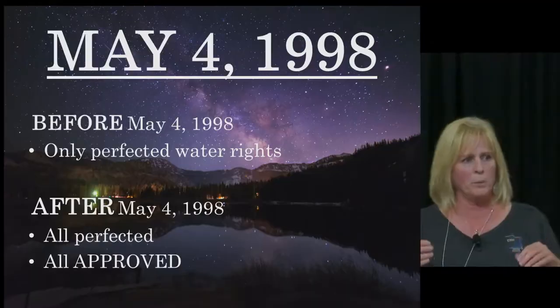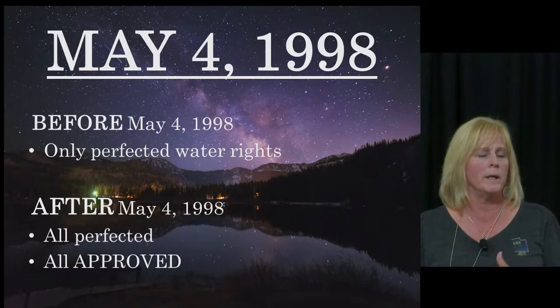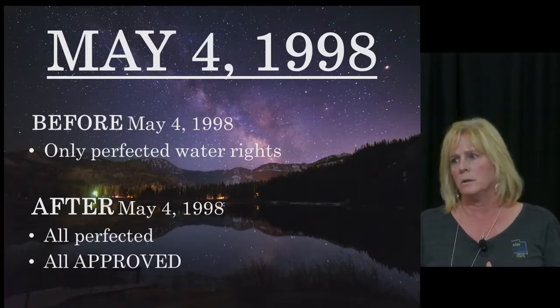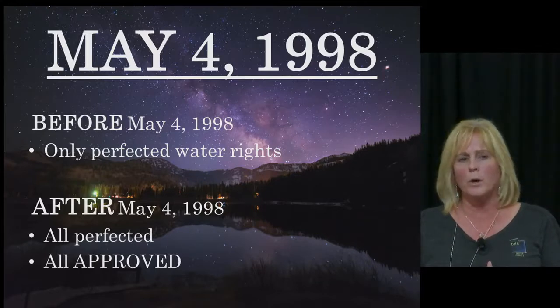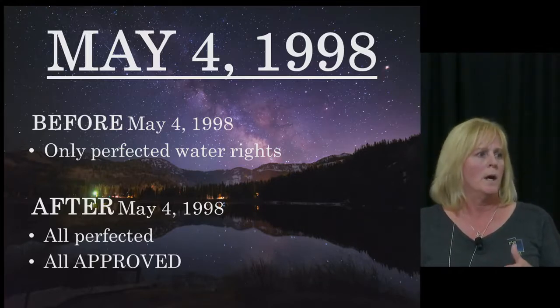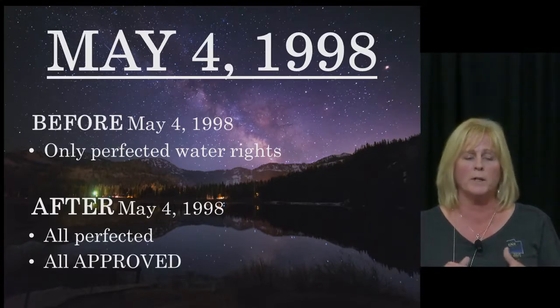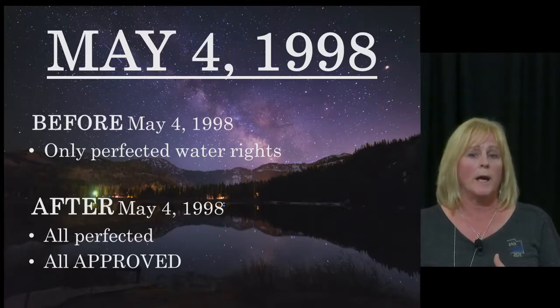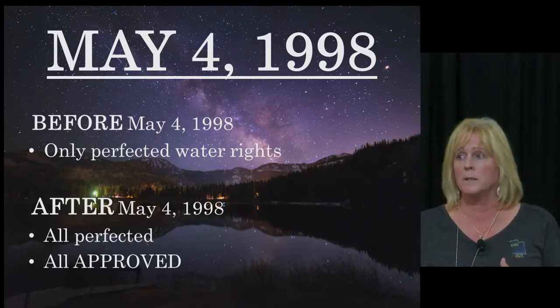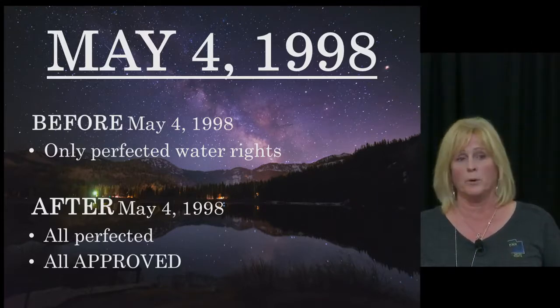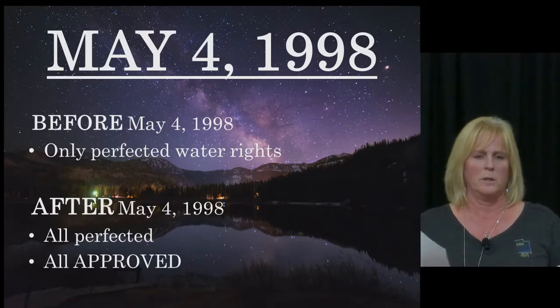Okay, so remember, before May 4th, 1998, only perfected water rights can be conveyed by appurtenance. So if your deed is dated prior to this date, you need to question it. You need to review our water rights. Give us a call if you want, but you need to make sure anything dated prior to that is only perfected water rights that can be conveyed. After the May 4th, 1998 date, not only all perfected, but approved water rights can also be conveyed by appurtenance. Okay, so is that clear as mud?